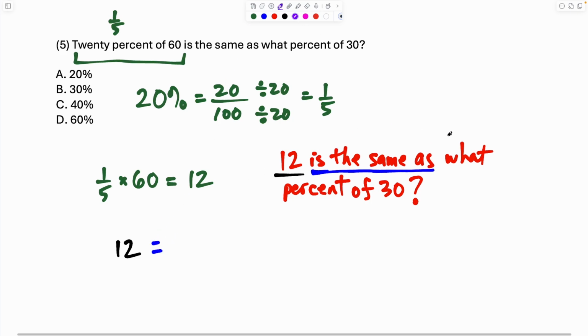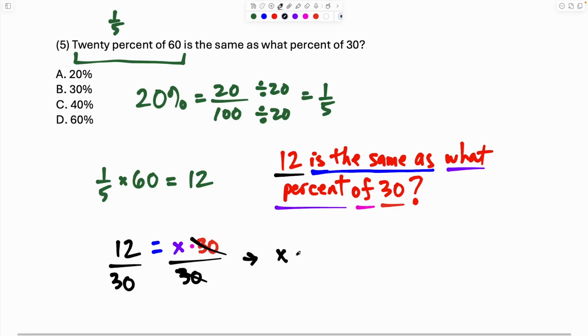And now we have next, what percent? So what percent? We'll just call that X. That's the mystery. Of in math tells you to multiply. So X times, and then the constant at the end here, 30 is just our number. Okay, so we're solving for X. So for this one, if we have 12 equals X times 30, the opposite of multiplying by 30 would be to divide by 30. Okay, so we divide by 30, we get here, and this tells us that X is equal to 12 over 30.